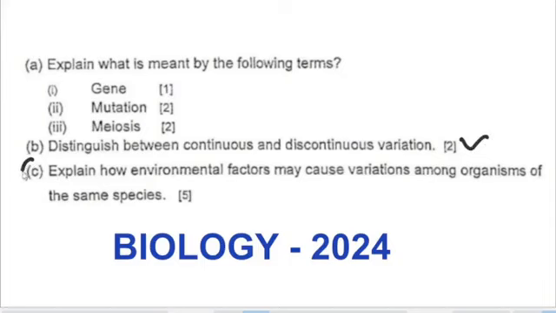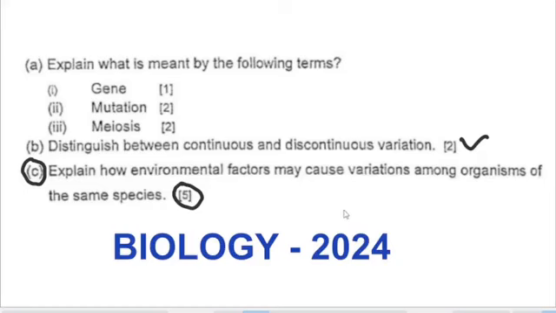We now move on to our last question, which is our question C. Question C reads, explain how environmental factors may cause variations among organisms of the same species. This was carrying 5 marks, so you really need to explain. When you look at environmental factors such as the climate, diet, accidents, culture, and lifestyle, they can cause variation among organisms of the same species.